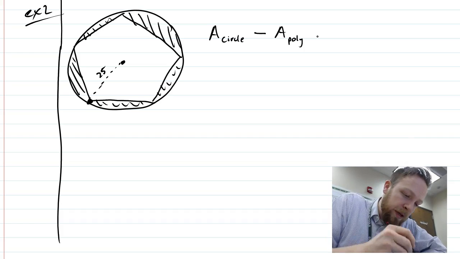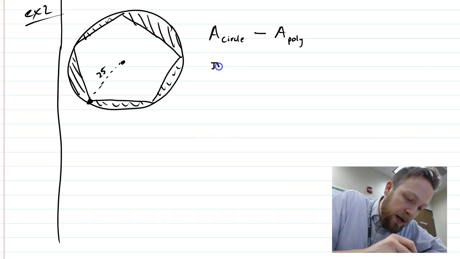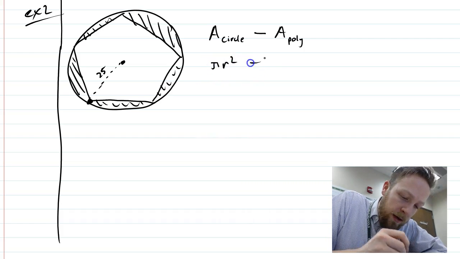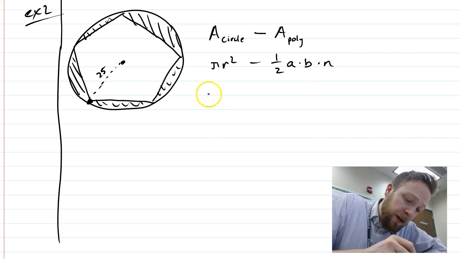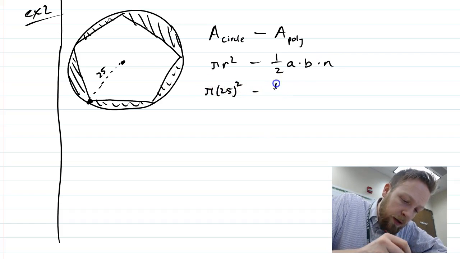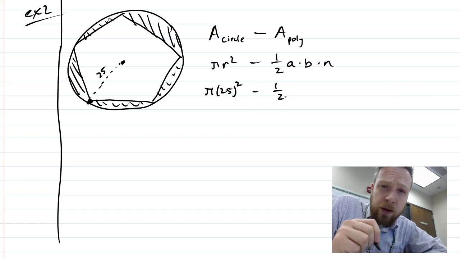All right, area of the circle is not bad. It's pi r squared. Area of a polygon is 1/2 your apothem times your base side times the number of sides. And we can fill in almost everything: 25 squared. The only thing we don't know right now is our apothem.